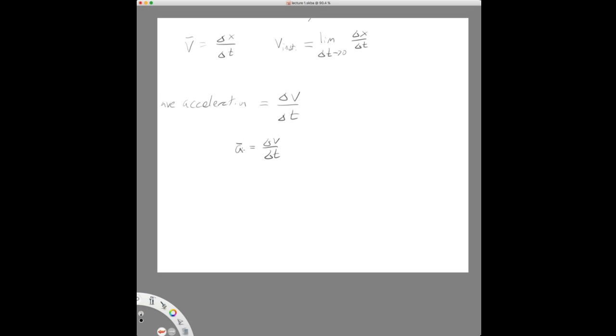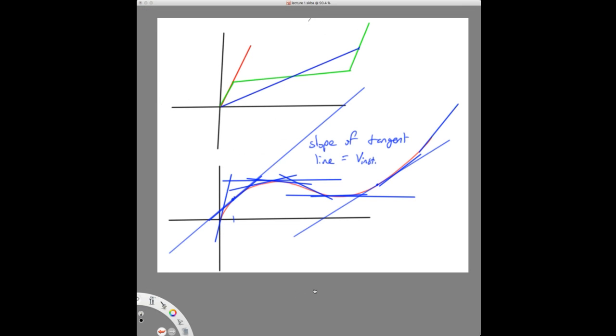Okay, so let's see how we can see that acceleration in a graph. I'm going to go ahead and grab a piece of this graph to use.